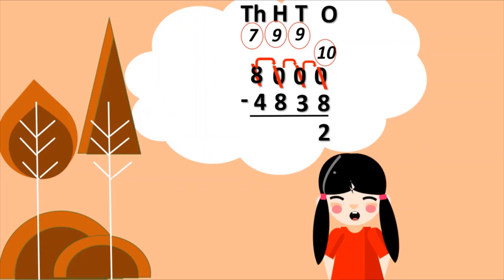9, from 9 we subtract 3, the answer we get is 6. Again we subtract 8 from 9, the answer we get is 1. And 4 from 7 and the answer is 3. So we get the digit as 3. So the answer is 3162. Let's take another example.